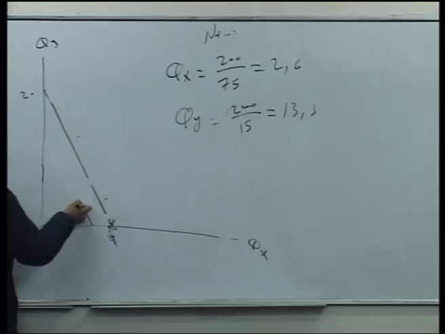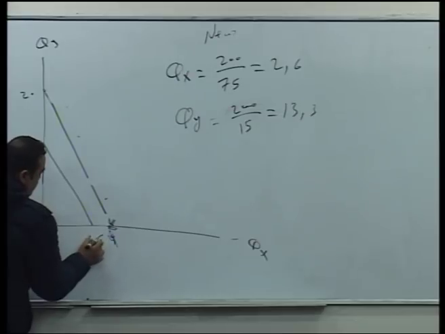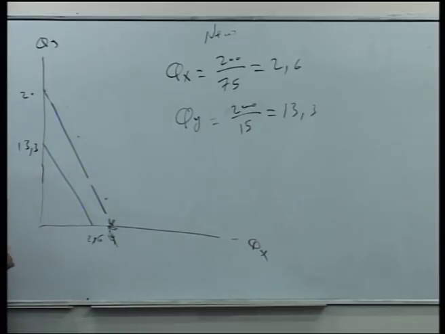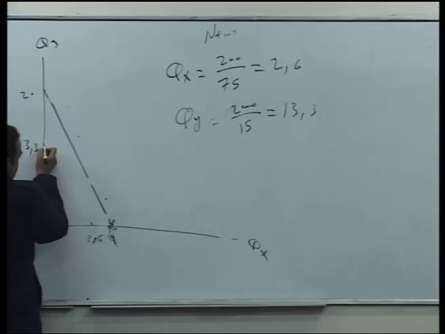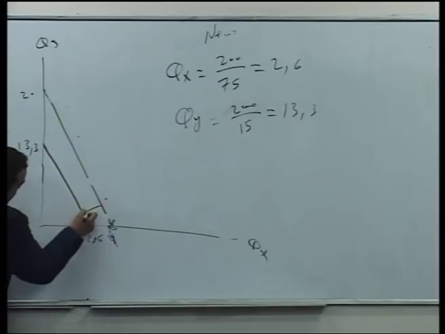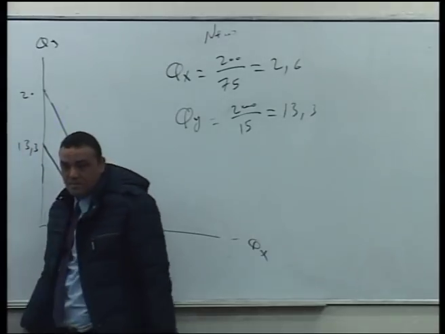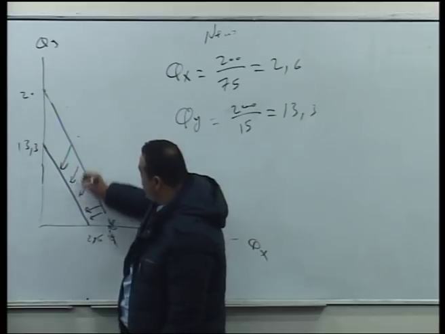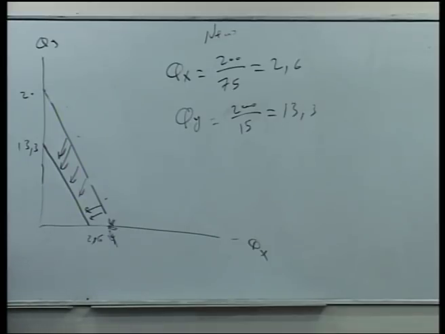So this will be 2.6 and 13.3. The lines are parallel because the changes were 50%. Do you know why? Because this increased by 50% and this increased by 50%. Right? So here we have a decrease in the quantity, and the budget line shifts left.